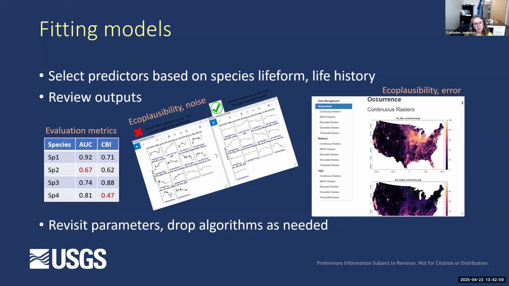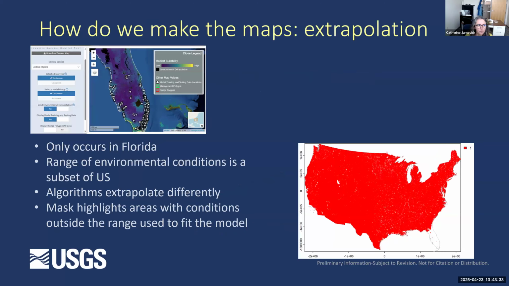And then when the model's finished running, we review the outputs. We look at statistical evaluation metrics, we look at response curves, thinking about the eco-plausibility of those. Does it make sense for the particular species? Look at the mapped outputs. Does that make sense? And we revisit parameters for the different algorithms and drop algorithms as needed. So we've run 5 different algorithms, but all of those might not be included in the final product because one of them doesn't seem to be performing well.